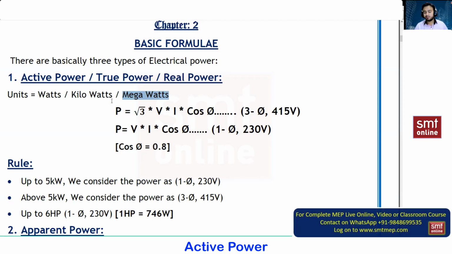Active power loads are classified into two types. One is in terms of a single phase system, and one is in terms of a three phase system. For three phase, the formula will be P equal to √3 V I cos phi. P stands for power, √3 for the three phase, V for the voltage, I for the current. We've already discussed all these parameters in the first chapter. Again, the cos phi value is nothing but the power factor value.